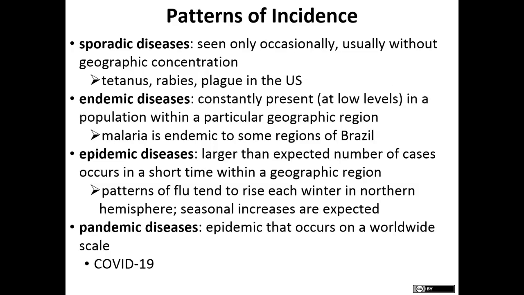An epidemic disease is a disease that you find a lot of cases in a very short period of time within a certain region. So an example for this would be flu season or cold season. We usually have epidemics. And then a pandemic is an epidemic that occurs on a worldwide scale. So something that occurs everywhere. COVID-19 is a pandemic.